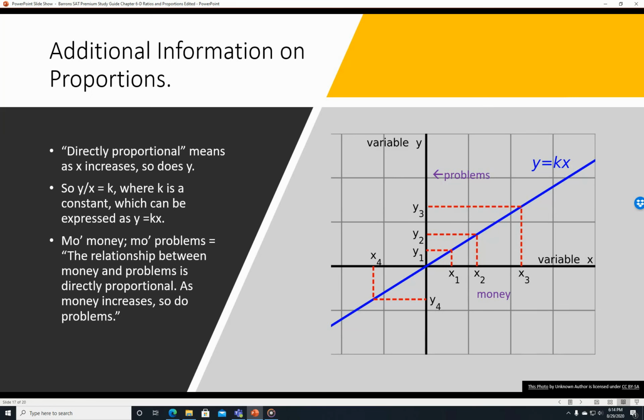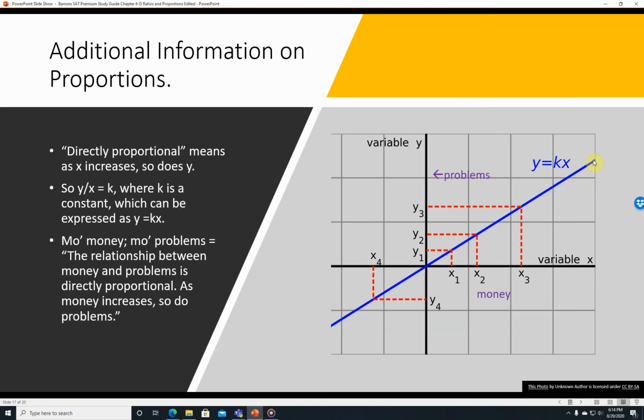Directly proportional means as x increases, so does y. So you end up probably with a linear graph like this, where y equals k times x, where k is a constant. So therefore, y over x is equal to k, which can also be expressed as y equals kx. So, for example, that old rap song, Mo Money, Mo Problems, you could also express it as the relationship between money and problems is directly proportional.